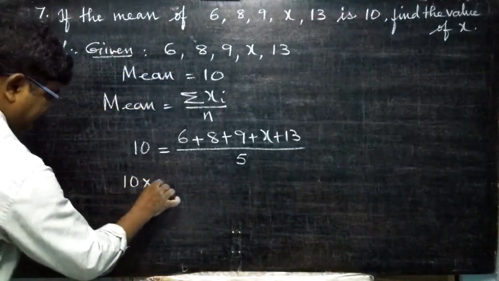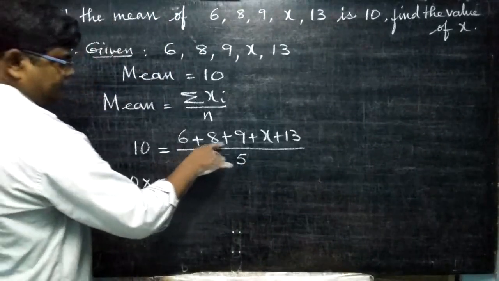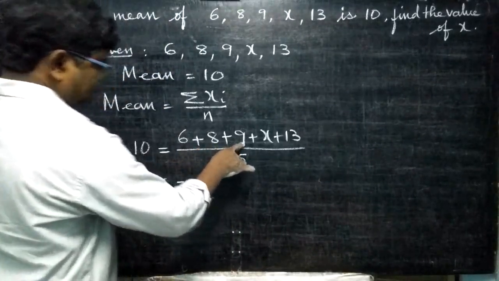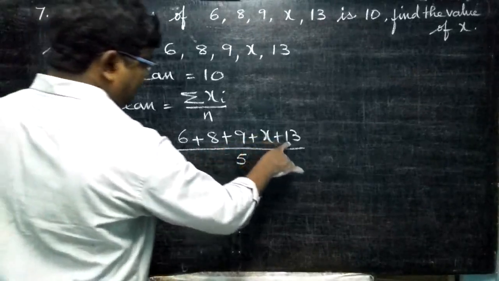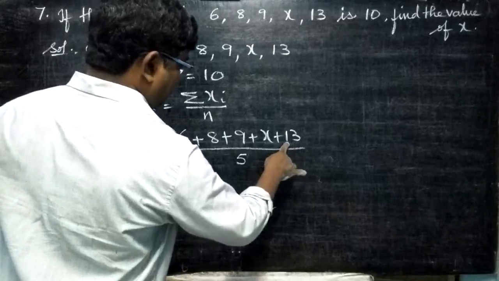10 into 5 is equal to 6 plus 8 is 14. 14 plus 9, 23. 23 plus 13. How much do you get?